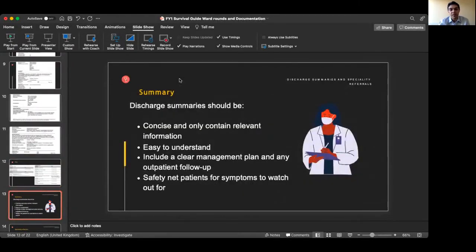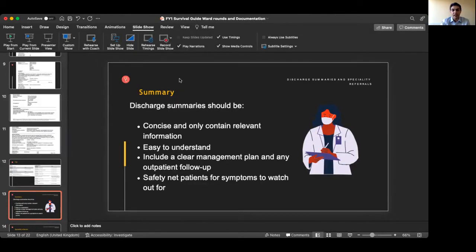So a brief summary about discharge summaries, which we've done. Discharge summaries should be concise and should only contain the relevant information. Concise both for the GP, because GPs don't have all the time in the world to read a discharge summary. They just have a few minutes before each consultation to read it, but also because it will help you. As an F1, you'll be really busy on the ward. You don't want to spend hours writing a discharge summary because you have other jobs to do as well. So it should be concise but contain the relevant information both for the patient and for the GP.